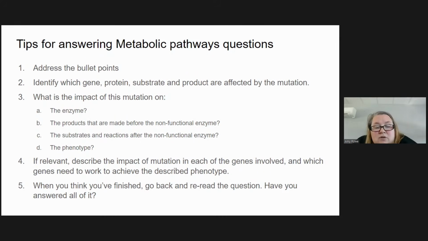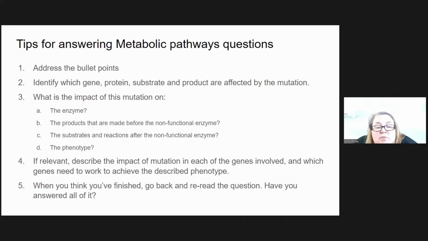And also link it back to the context of the question. What is the phenotype going to look like? As we did with our flies, we talked about whether the flies would have colourless eyes or red eyes. So as well as talking about the gene mutation, the effect on the enzymes being functional or non-functional, the effect on the metabolic pathway, and where our substrates and products would change, what would happen to them. Also link that back to the phenotype of our organism.